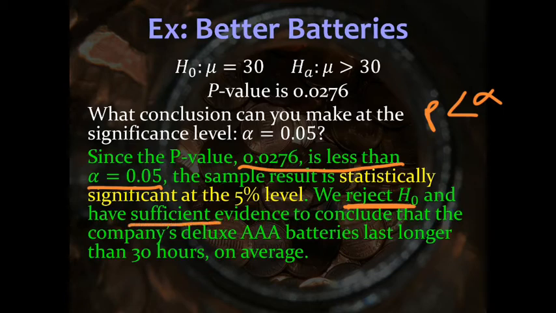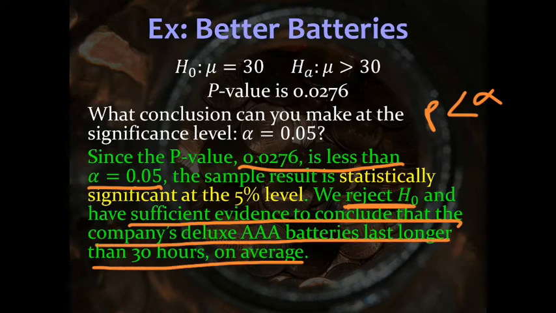And it's basically, in this case, since you're saying that the alternative is true, you're basically stating that in your conclusion. So you have sufficient evidence to conclude that the alternative is true. That is, the company's deluxe AAA batteries last longer than 30 hours on average. So notice the conclusion has all 3 components: the linking between the p-value and alpha, the decision on the null, and the conclusion in context based on your conclusion.